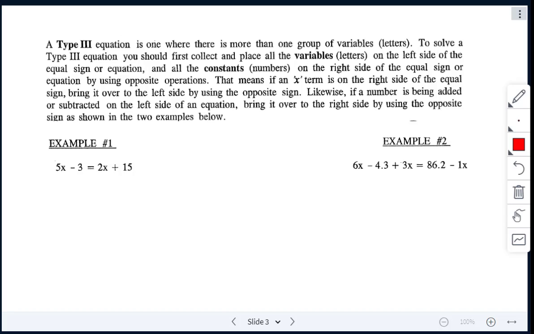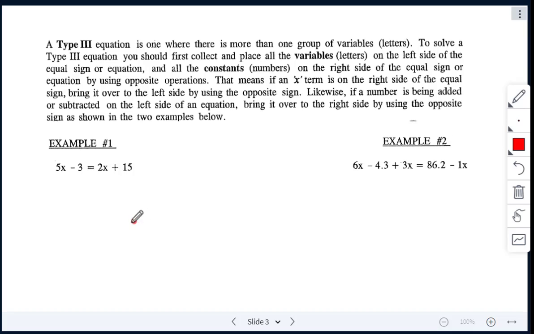So for example, in these examples, we have x as our variable. So if we have this x on the right hand side, what we want to do is bring it over to the left hand side by using the opposite operation. All right, and if we are taking a number and we're adding it or subtracting it on the left side of the equation, we're going to bring it over to the right side by using opposite operations.